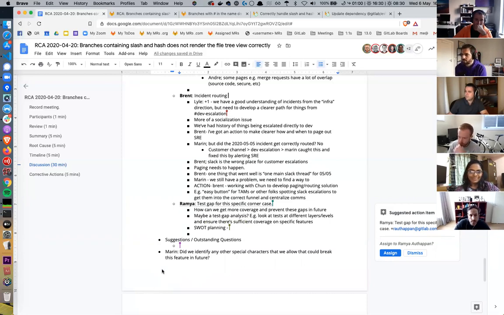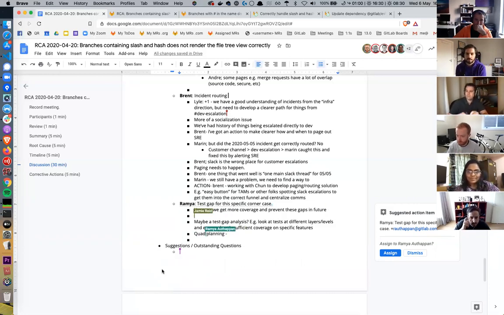Yeah, I can start with the first: how can we get more coverage and prevent these gaps in the future, and what kind of gaps do we have in this particular scenario? I'll speak a little bit because Phil is having some connectivity issues. Phil, please interrupt me if you have anything else to add.